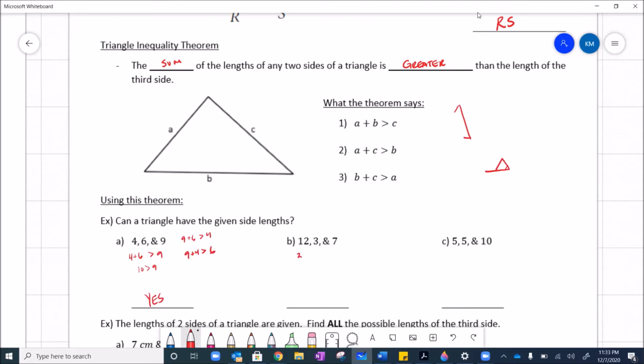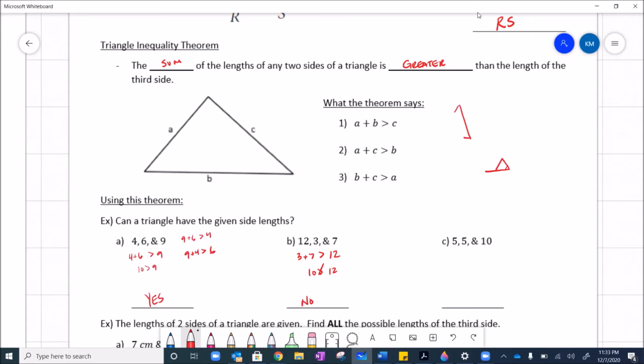So my two smaller sides are 3 and 7. Is that greater than 12? Well, 3 plus 7 is 10. Is 10 greater than 12? It is not. That is not a true statement. So we cannot make up a triangle with those side lengths.